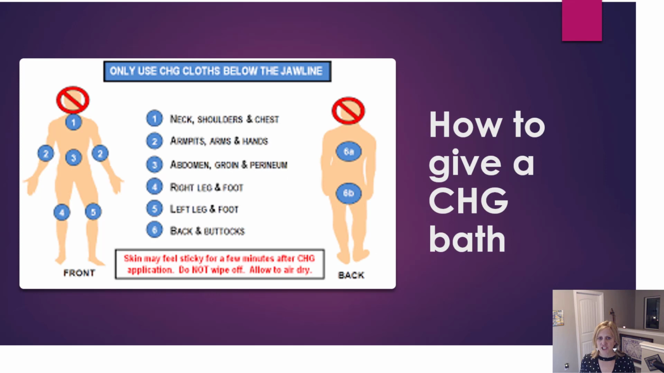So, how to give a CHG bath, and I apologize for this blurry picture. I could not get a better one. So, use only the CHG cloths below the jawline. You're going to use one for neck, shoulders, and chest, one for arms, pits, and hands, one for the abdomen, groin, and perineum, one for the right leg and foot, one for the left leg and foot, and one for the back and buttocks.